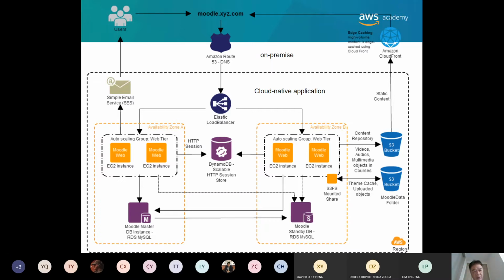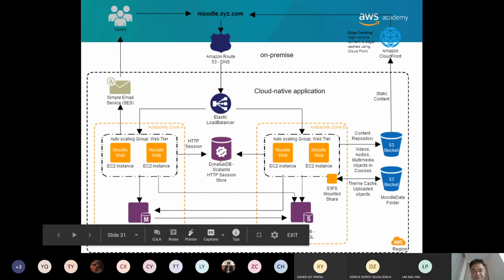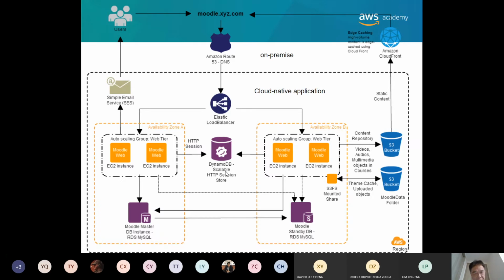How to use this DynamoDB is really up to your imagination. In this case, we put the session status over here. We manage the session over here. The status for user one, user two, just different records, different items. That is very, very fast. Even if you have 10,000 user sessions, DynamoDB will be able to handle. It's a scalable session store.